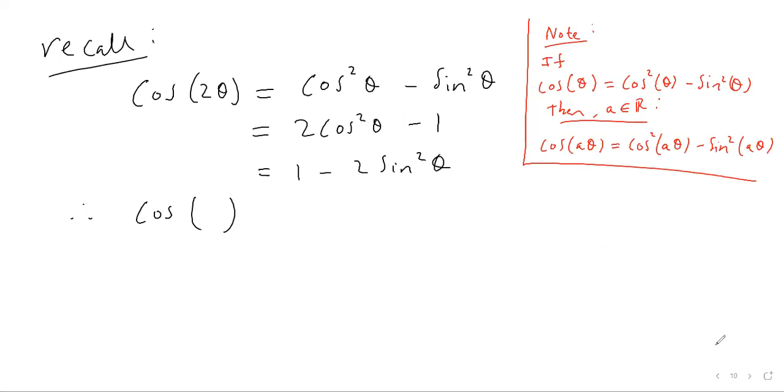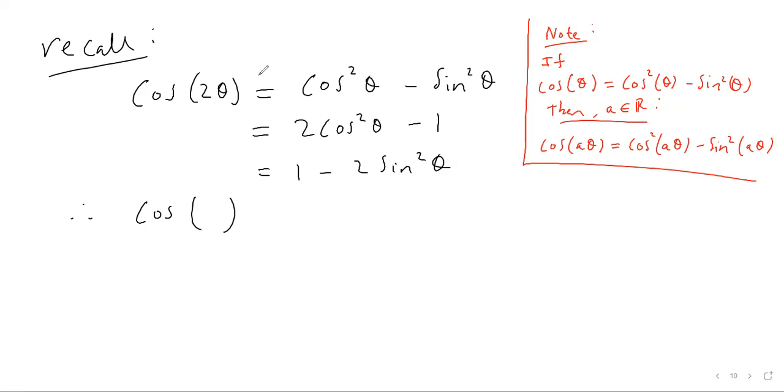So let's start with a little recap. Remember from our previous video that we proved the cos double angle formula. This formula here, cos 2 theta, is cos squared minus sine squared. And we can also rewrite it as 2 cos squared minus 1, and 1 minus 2 sine squared. So we had three different ways from yesterday's video of writing this cos double angle formula.